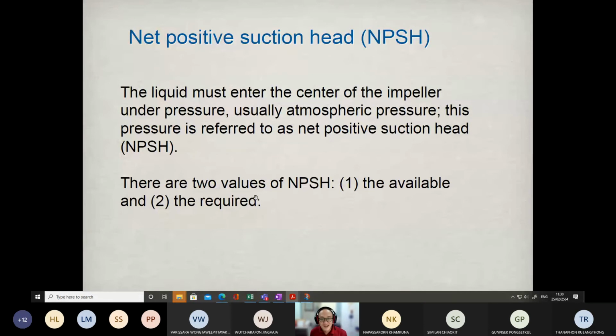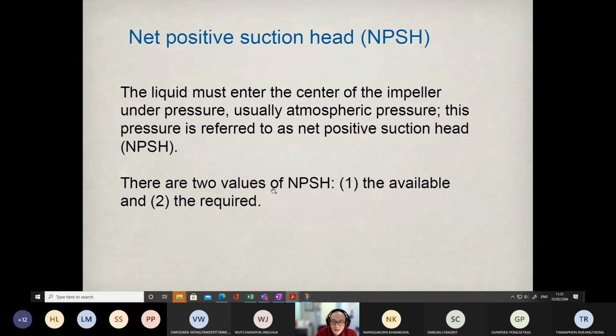The liquids must enter the center of the impellers under pressure, usually the atmospheric pressure. But in the case of the figure B installation, there is the flooded suction head in addition to the atmospheric pressure. So this pressure is referred to as the net positive suction head, in short NPSH. For the pumps, there are two values of the NPSH. The first one is available, and the second one is the required.